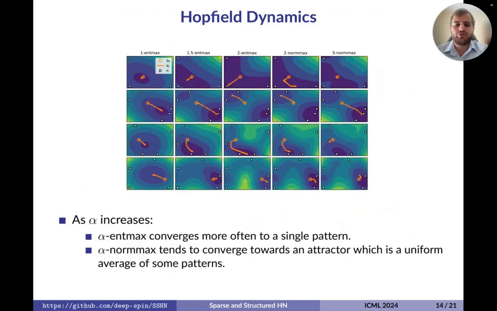Formally, we are now able to show our results, and we start by showing trajectories and energy contours for synthetic data. We can see a similar behavior to what was described before, where for the entmax, going from the left to the right, or increasing the alpha, this method tends to converge to single memory patterns. In the rightmost columns we show normmax for two alphas, 2 and 5, and we can see that for larger alphas, alpha-normmax favors retrieval of the uniform distribution over the memories.